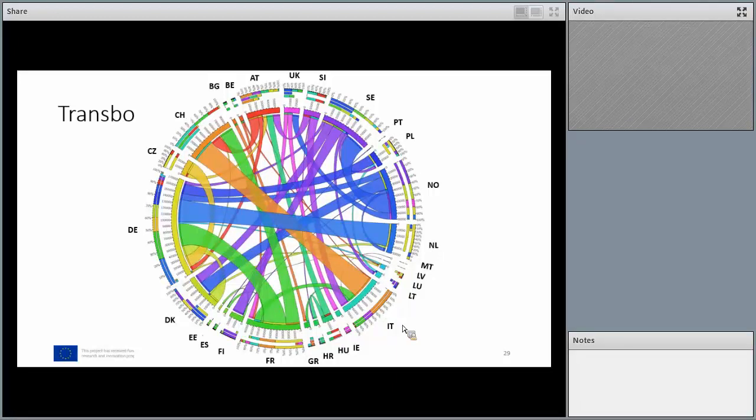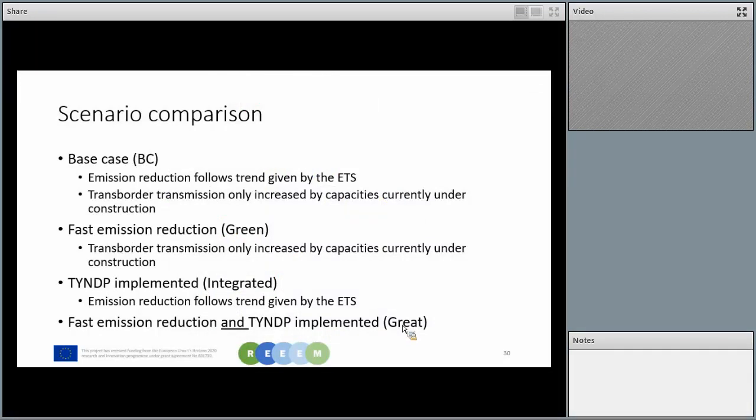But let's have a look a bit more in depth. So we have already created 4 scenarios. So the base case that we contemplated already, where, as I said before, we assume that the emission reduction efforts continue on the path set by the ETS, and we kept the border transmission capacities at the level they are now, or rather just considered the capacities that are currently under construction as to be added.